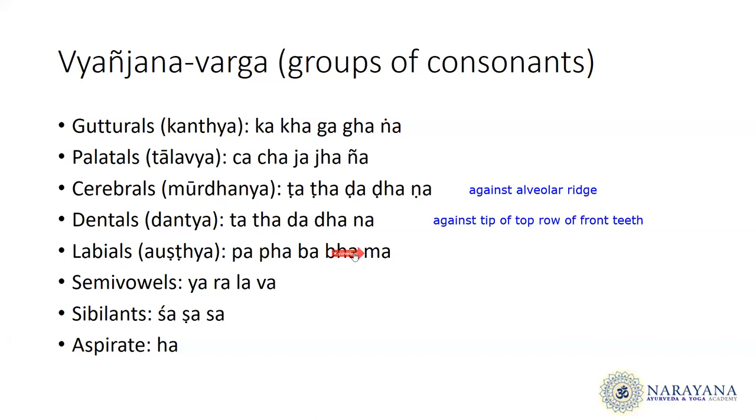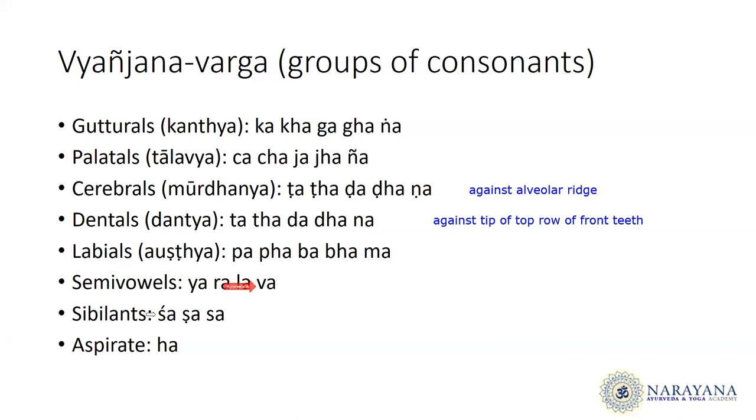And finally, ma. Well, it's really hard to go wrong on that. Ma, ma. Semi-vowels. These are related to the vowels. Ya is related to I. Ra is related to ri. La is related to ri. And va is related to u.